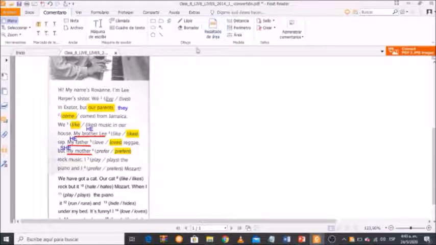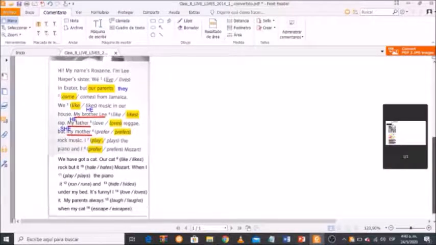Okay, very good. I play the piano. No S this time because the subject is I and we don't have to add an S when the subject is I. Very good. So, I play the piano and I prefer Mozart. So, again, we say prefer and not prefers because the subject is I.